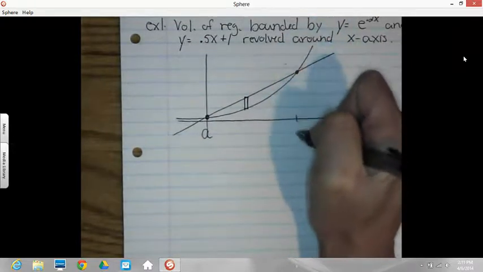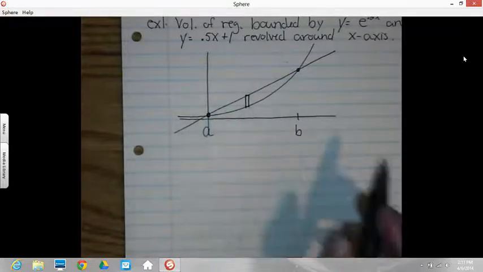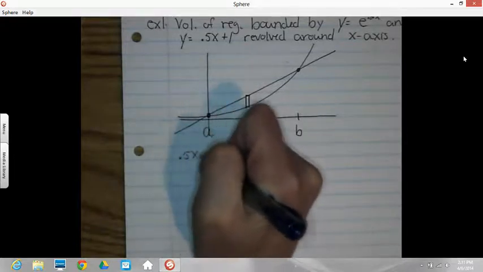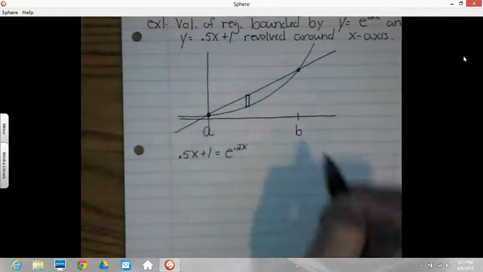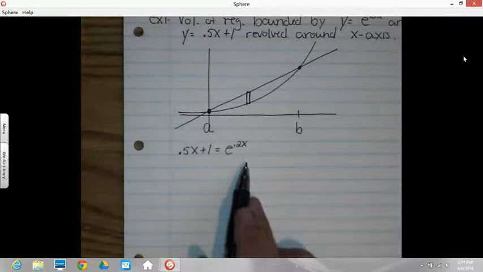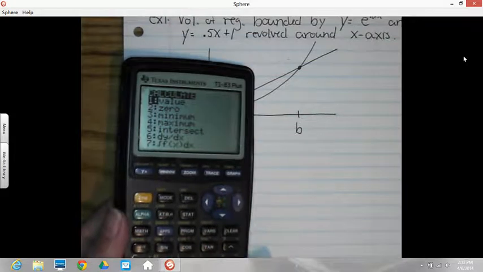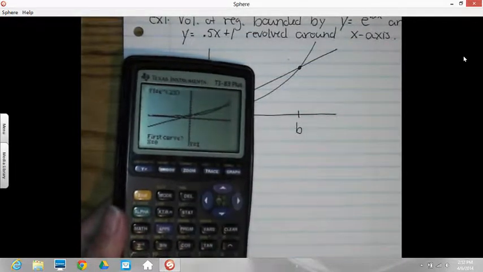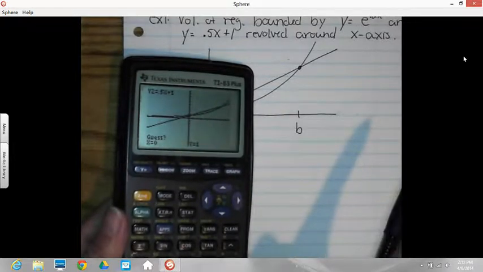I do that by setting the equations equal. So if I set 0.5x plus 1 equal to e to the 0.2x, this is not something I can solve algebraically very well. So I'm just going to go to my intersect on here. Intersect. It's on y1 right now. Enter. Jump to y2. Enter. Those are the only two functions in there. The guess, it's very close to it. I'm just going to hit enter. And it is 0, 1. So my a value is 0.